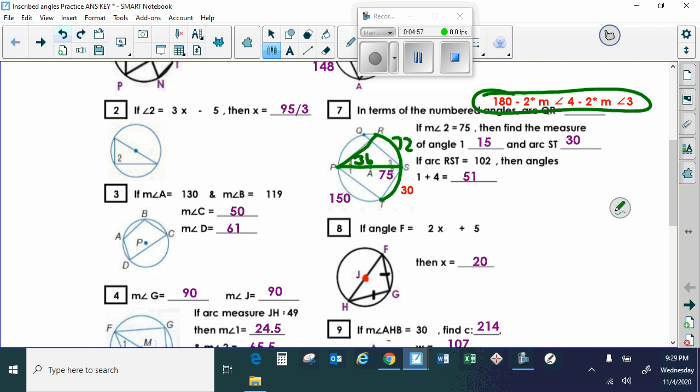Arc ST, where it was 30, okay. So now it wants to know what, and then this is 15. And then they want to know the measure of angles 1 plus 4. 36 and 15 is 51 right there.